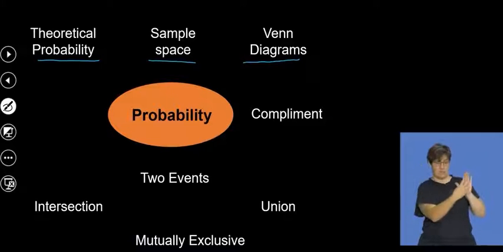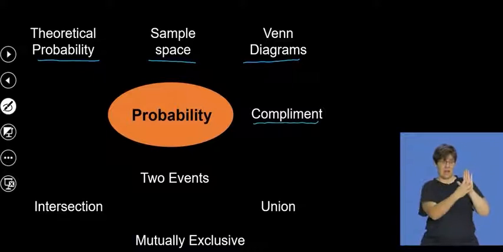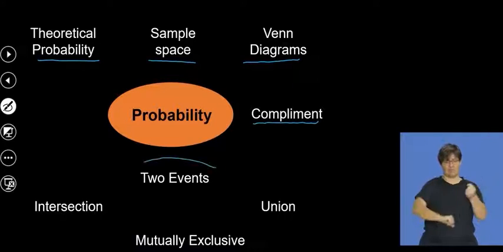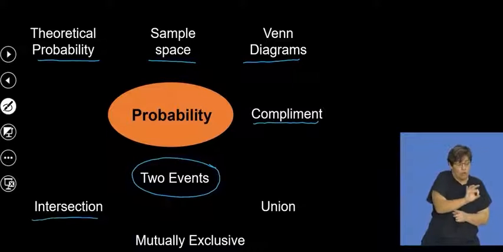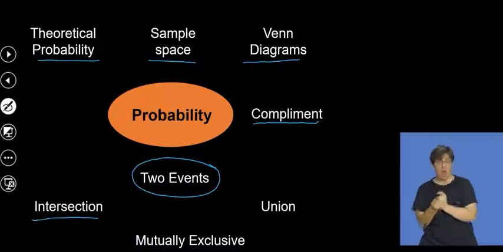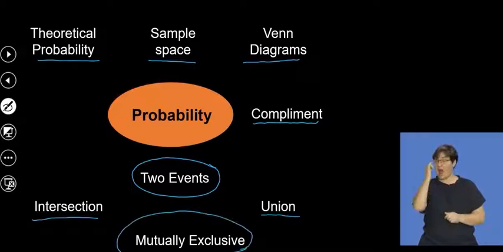In terms of the Venn diagram, we also introduce the word complement. We'll discuss a little bit about that. When we're considering two or maybe even more events, we have this terminology that the events could have an intersection or they could have a union. And then there's this very interesting idea of something being called mutually exclusive.